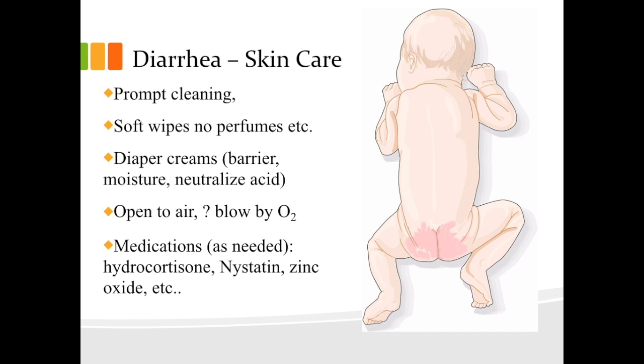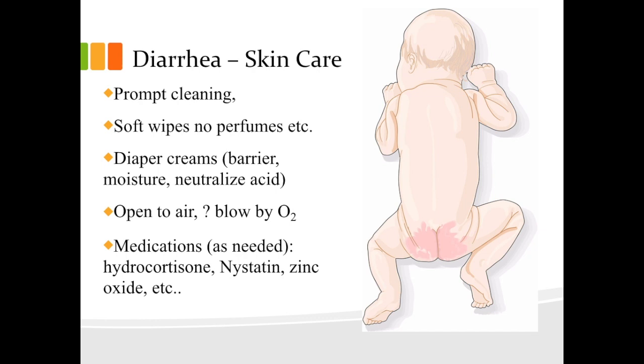We apply barriers to the diaper area, and you can even do it for an older kid if they already have a rash around their anal sphincter. Then we can use butt paste or Desitin, A&D ointment, anything like that to protect the skin. For the smaller kids that are in diapers, or even some of the bigger kids, we can leave their bottom open to air. And believe it or not, this is really strange when you see this, we just give them blow-by oxygen and it helps that skin heal.